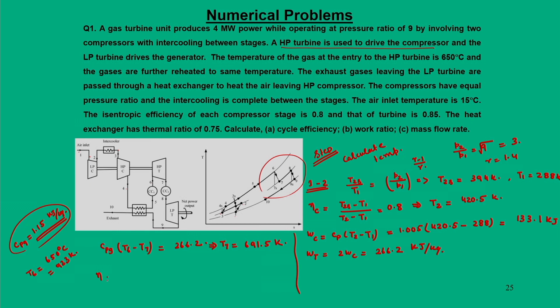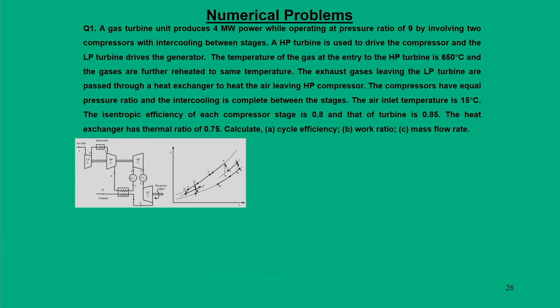Once you know T7, we will go to the HP turbine side. The efficiency of the HP turbine is T6 minus T7 divided by T6 minus T7s, and that is equal to 0.85. We know T6 and we know T7, so this will give you T7s, which would be 650.7. Then once you know this, we can recall the pressure ratio.